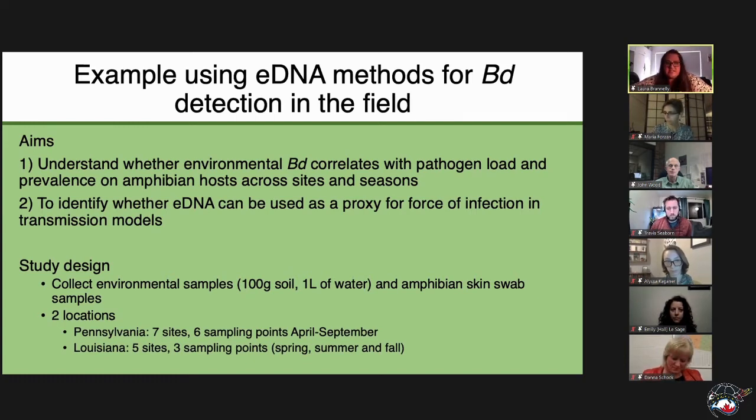And the second aim of this was to identify whether we could use eDNA techniques as a proxy for force of infection. So I wanted to know whether the amount of DNA of the pathogen that I could collect in the field could be used in models to predict how likely it was that an animal could get infected from being in that pond. I did collect soil and water samples across different environments and also match that up with amphibian skin swabs. I did it in Pennsylvania, in Louisiana, across many sites and multiple sampling points throughout the year.